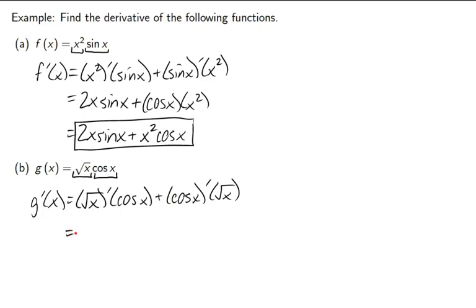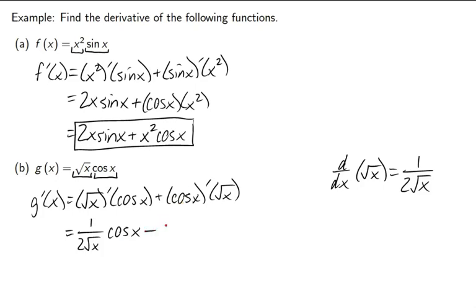Now if you remember the little shortcut I gave you in the previous lesson, I told you a general rule that you should definitely learn for the square root of x. It just saves you time. By the power rule, this is equal to 1 over 2 times the square root of x. Let's use that right here. And then the derivative of cosine x is negative sine x times the square root of x.